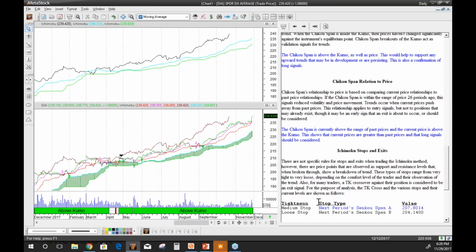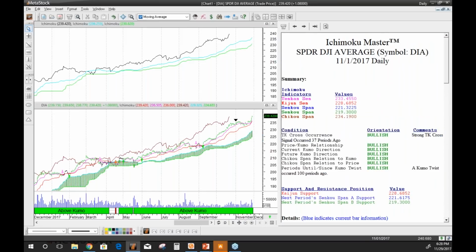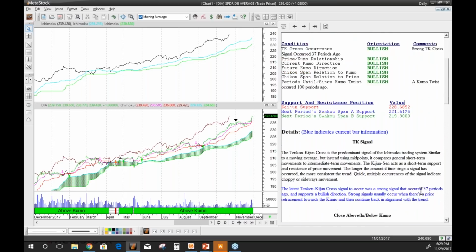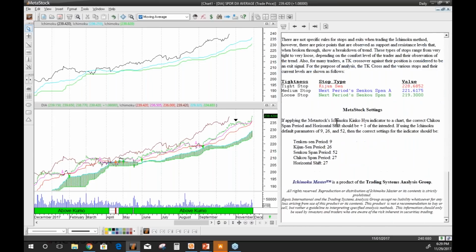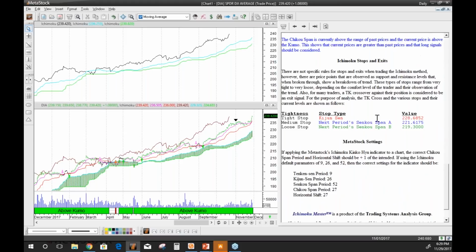For example, you don't see a Kijun-sen stop here, which would be a tight stop, because Kijun-sen is, in fact, inside of the Kumo. If it were outside of the Kumo and above, and price was above it, then we would see another stop option available here, but it's not. We could, though, come here and see that a Kijun support is available for the stops as well. We've got our tight stop being the Kijun-sen.